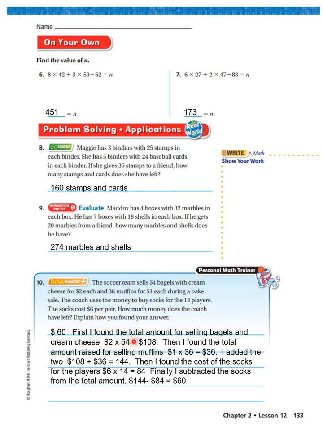So, first I found the total for selling the bagels and cream cheese. 2 times 54 is 108. Then I found the total amount raised for selling muffins. 1 times 36 is 36. I added the 108 plus 36 equals 144. Then I found the cost of the socks for each player. 6 times 14 is 84. Finally, I subtracted the socks from the total amount. 144 minus 84 is 60.